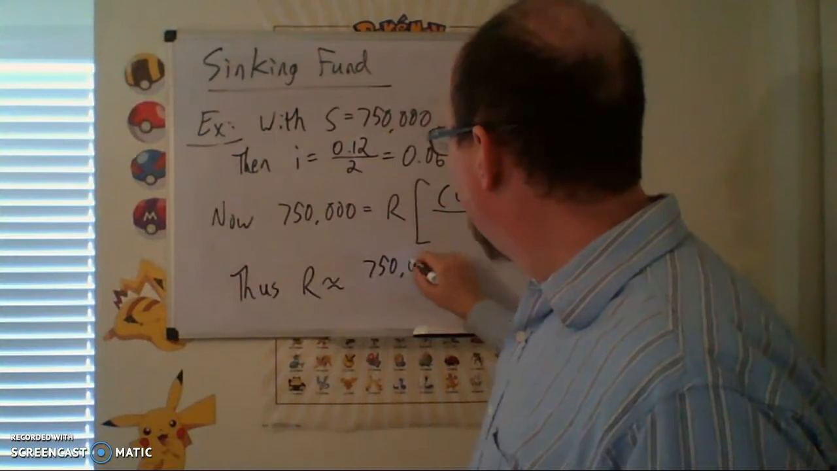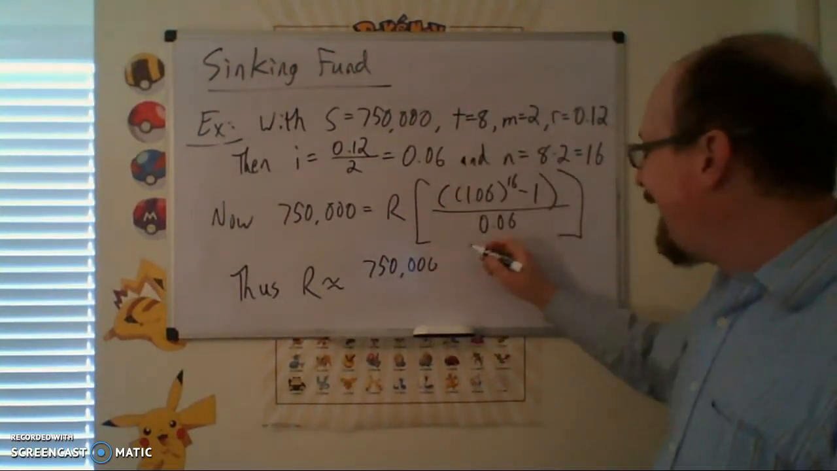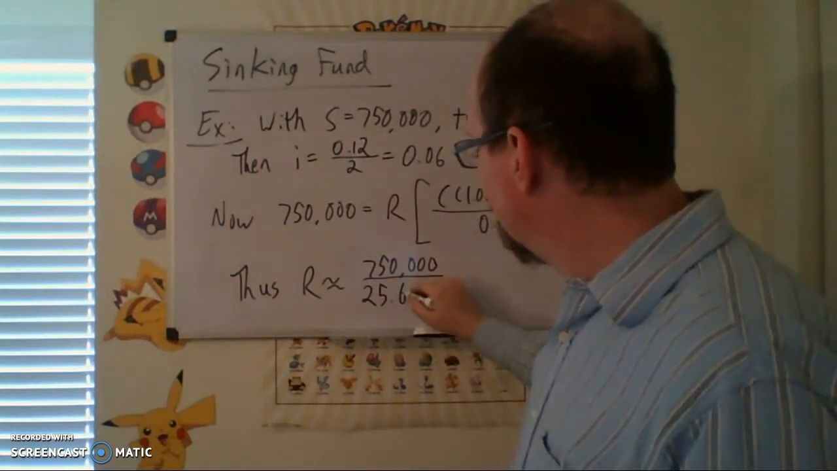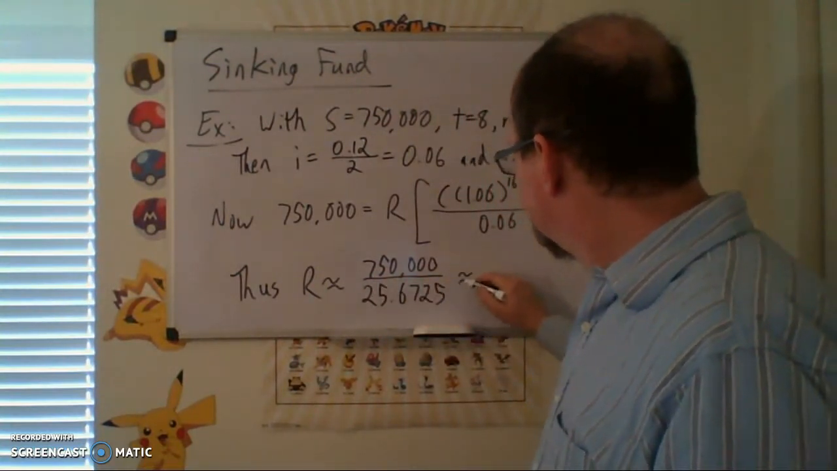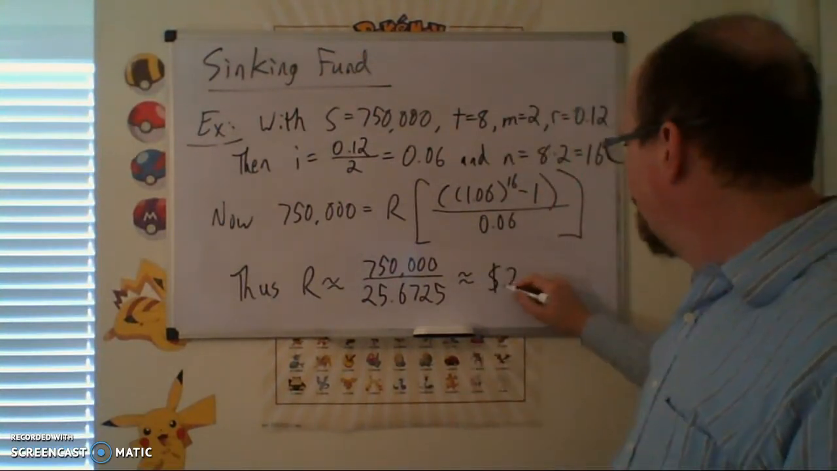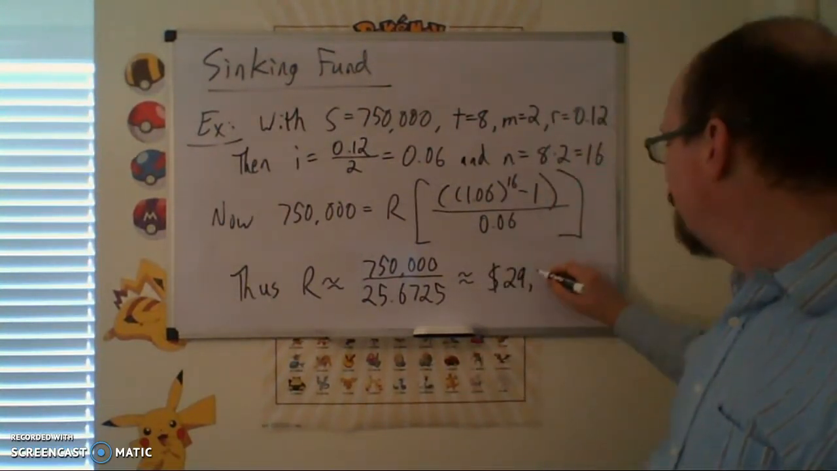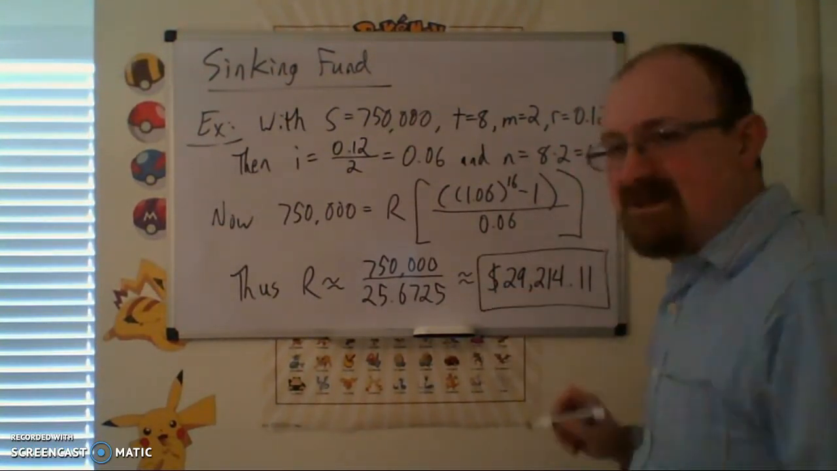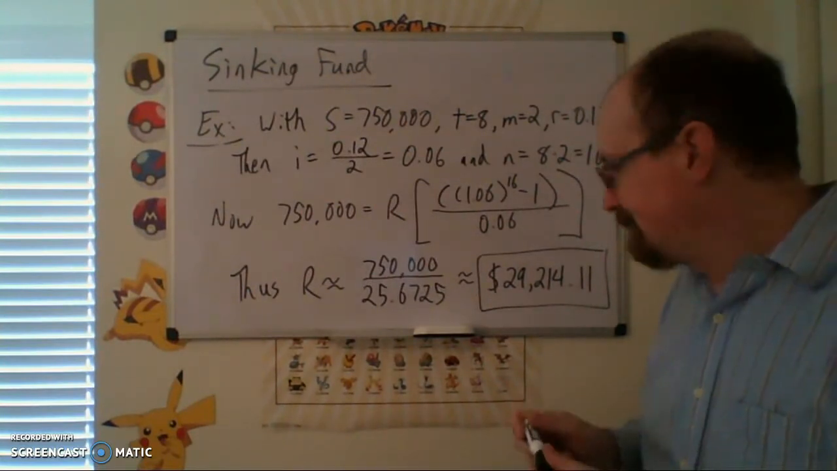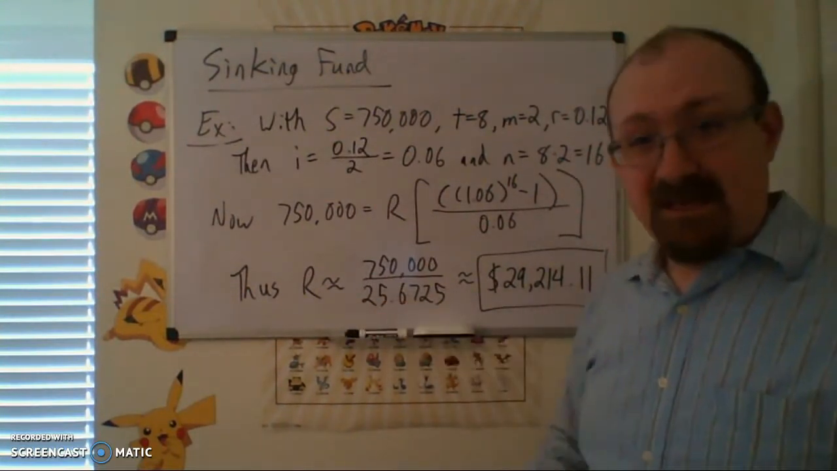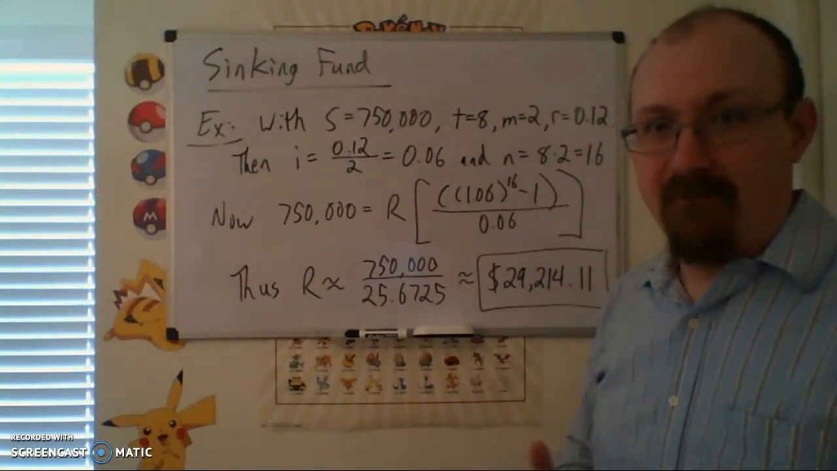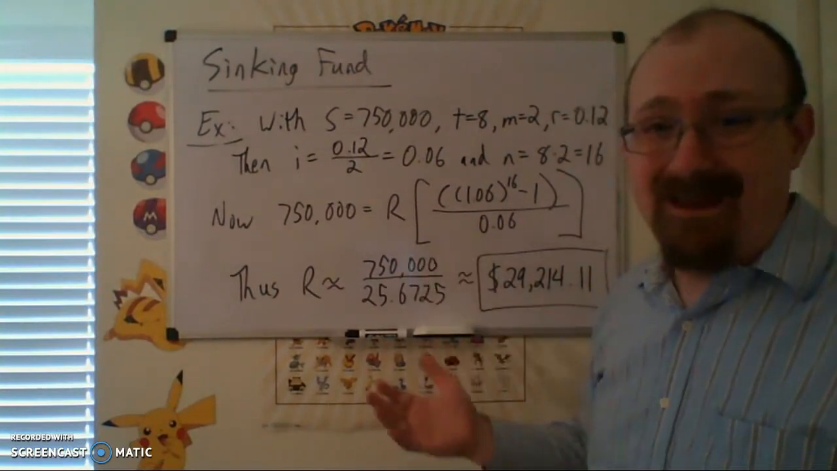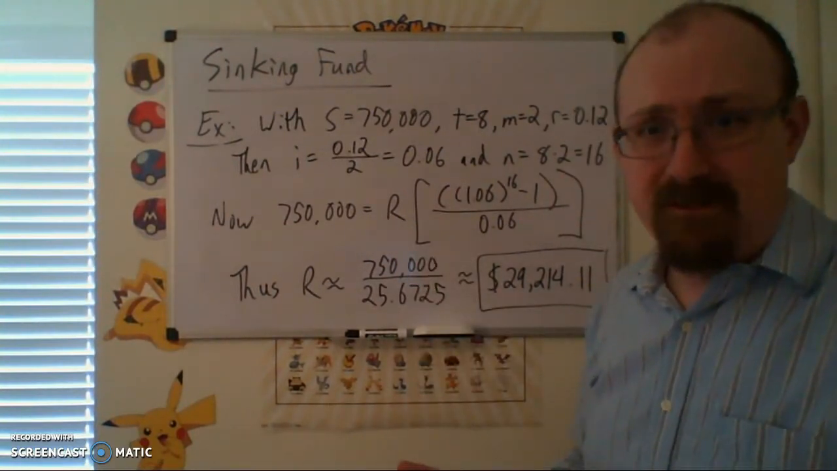So then we divide both sides of our equation by the number we get out of the big brackety thing. And I said I got 25.6725. And that means that our company needs to put aside $29,214.11. 10 cents just won't cut it. We'll be short of it. So that's sinking funds. So we've got a couple of examples of those. Same principle, is just now essentially you're normally trying to figure out what you got to put away instead of what you're going to end up with when it's all said and done.